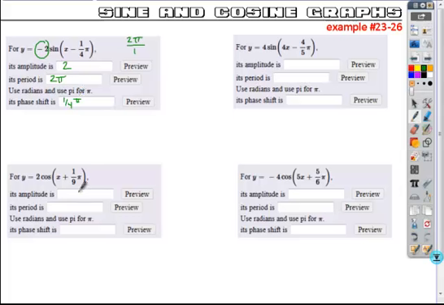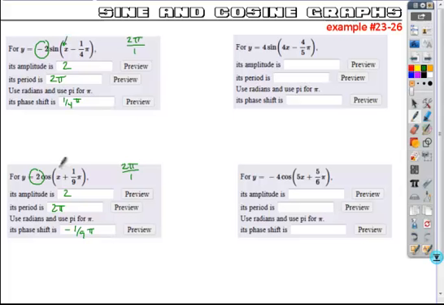What if we go down here and do this one? So first of all, the amplitude is 2. The period is 2 pi divided by 1. And then the phase shift is going to be negative 1/9 pi, or negative pi over 9. You can do either one. Whatever the coefficient of x is.